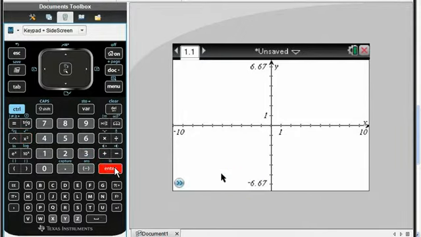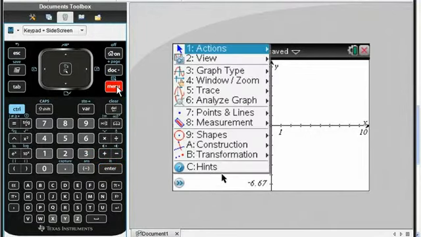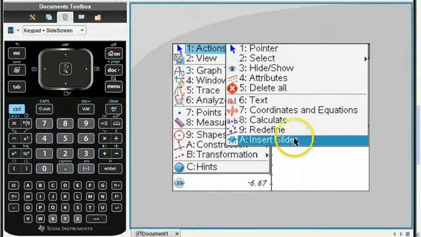Now if you hit enter, nothing happened. Well, that's because your calculator knows how to graph x squared, but it doesn't know what to do with the k. So what we're going to do is what's called inserting a slider. So if you go to Menu, and under Actions, at the very bottom it says Insert Slider.